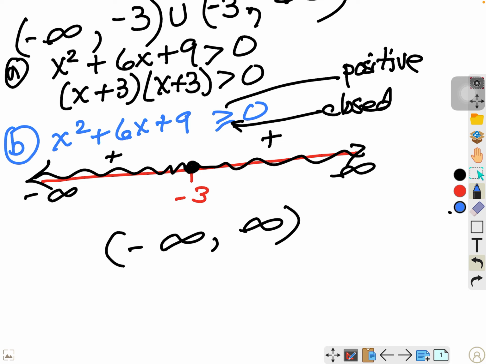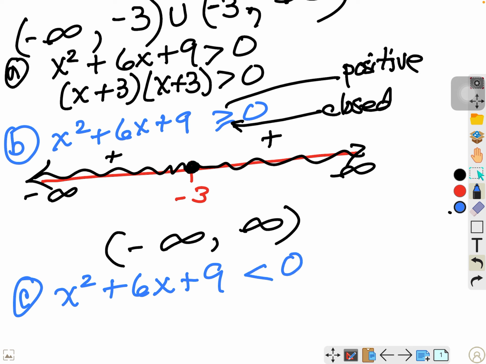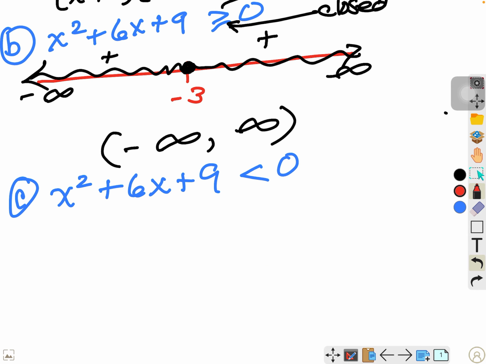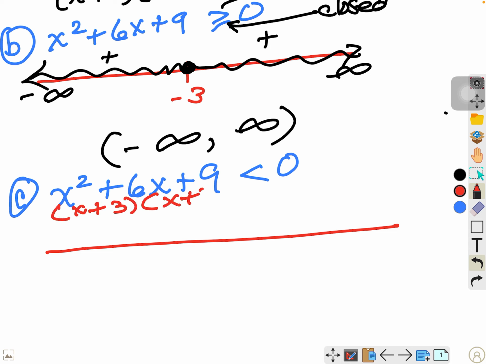Now, let's look at a play on that. Let's look at the negative cases with and without the equal to. So we're going to do x squared plus 6x plus 9, this time less than 0. And we know all of the regions are positive, so I wonder what the graph is going to look like when we're looking for less than 0. So remember, when we factor this, x plus 3 times the quantity x plus 3 less than 0, we get a critical value of negative 3.